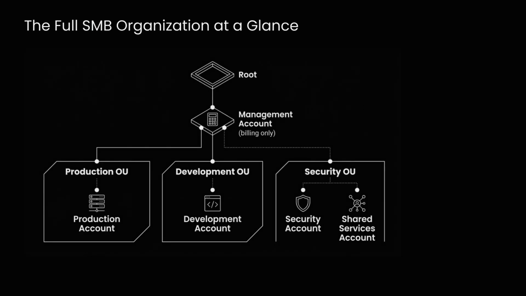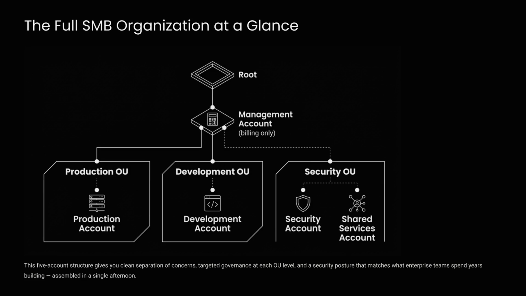This diagram illustrates the full SMB organization at a glance: the root, management account, and 3 organizational units: production, development, and security. This security OU contains the security and shared services accounts. This 5-account structure provides clean separation of concerns and a strong security posture assembled quickly.